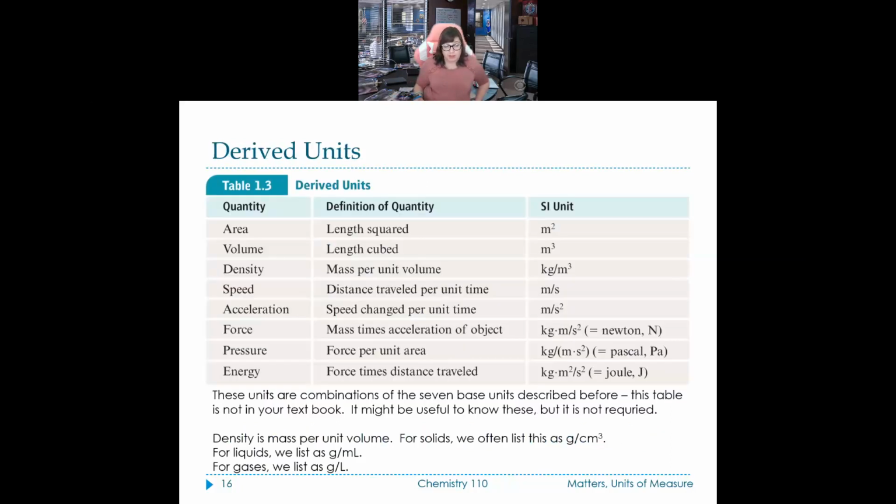So derived units, we can talk about area, which is length squared, volume, which is length cubed, density, mass per unit volume, speed, acceleration, force, pressure, energy. All of those are based on the base units, but they're combinations of those. These are definitions that you may or may not need. You should be given units that will tell you these things, okay? So if I report something as a volume in meters cubed, you should be able to work with that, okay?